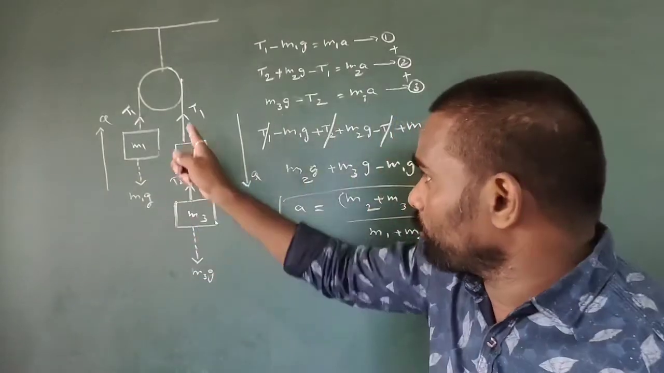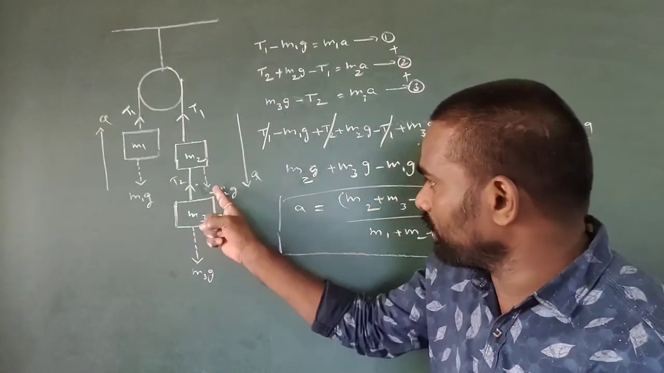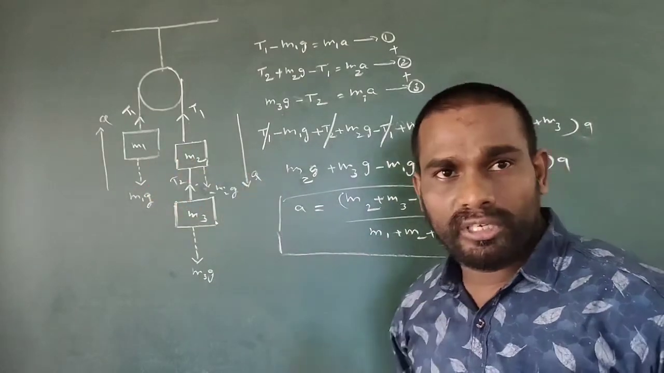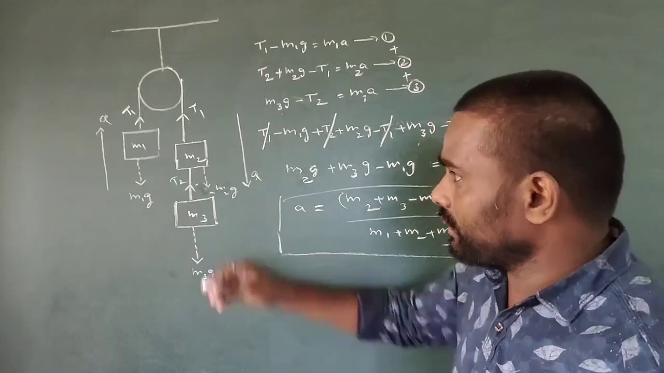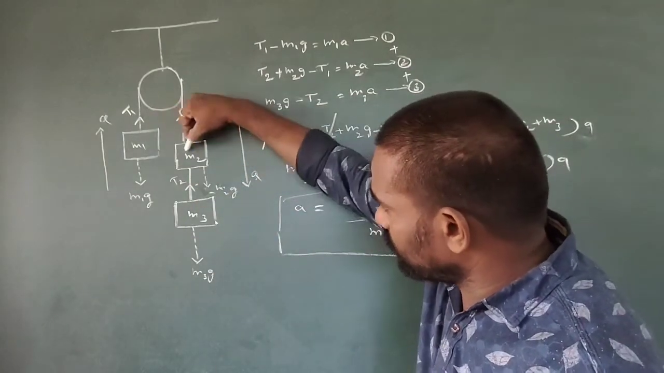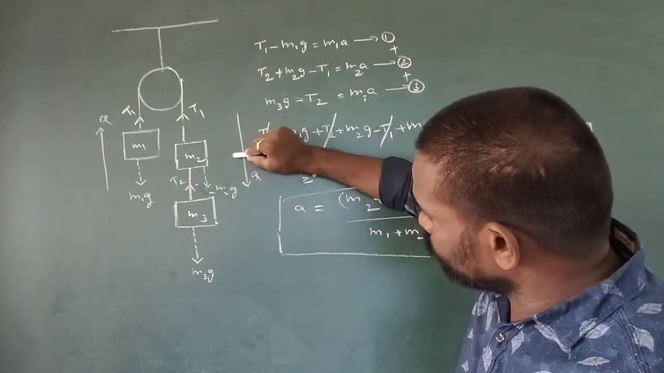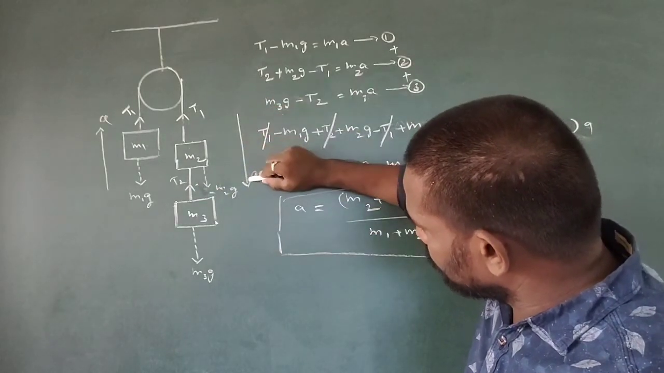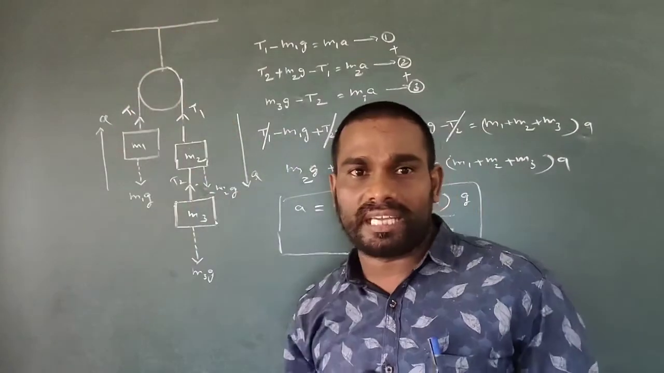Once again, three bodies are connected with a string with the help of a pulley. Here the pulley and string are massless, and the string is inextensible. Here the three bodies have masses m1, m2, m3. The m2 and m3 masses are moving downward with some acceleration a. Here the m1 mass is moving upward with acceleration a.